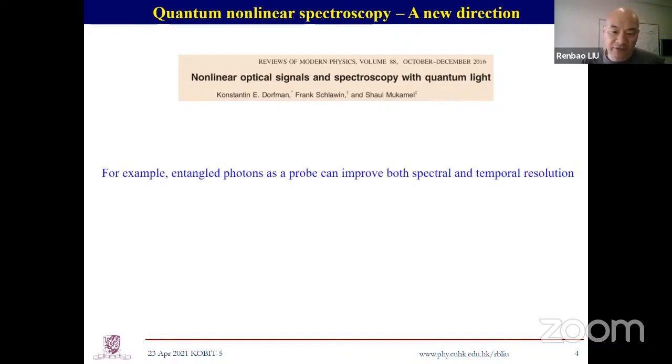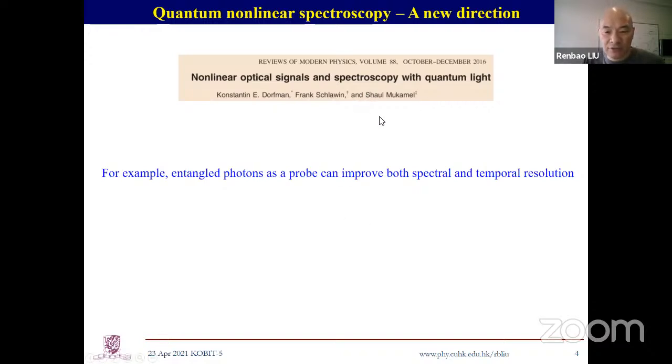Okay, and for example, if you use entangled photons as a probe, one can actually achieve improvement in both the spectral and the temporal resolution. And this, of course, shouldn't be possible if you use classical light, right? So this is a very interesting example.